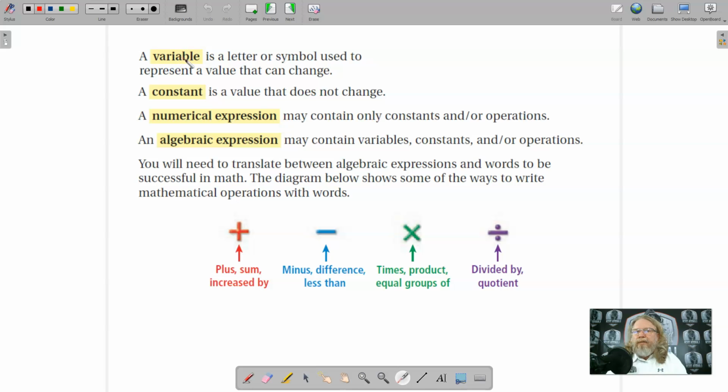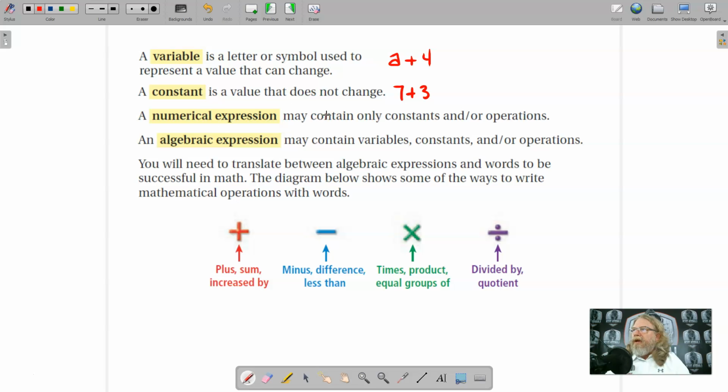Variable: in algebra, we use letters as symbols, so it's a letter or a symbol. In algebra, we use a variable whenever the value of whatever that letter represents can change. Constant, on the other hand, is a value that does not change. For instance, if I have 7 plus 3, in this case, 7 and 3 are constants. Those values will not change. However, back where we're talking about variables, I might have a plus 4. Well, we don't know what the value of a is. We could plug in several different values. It's possible for this value to change.